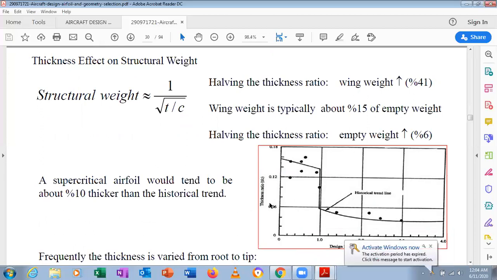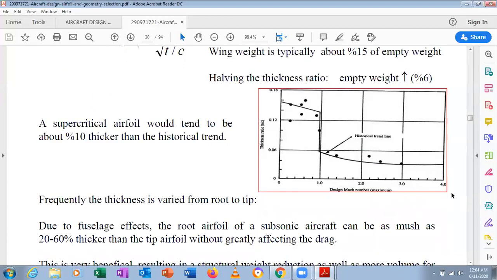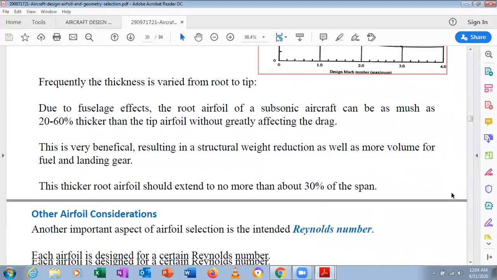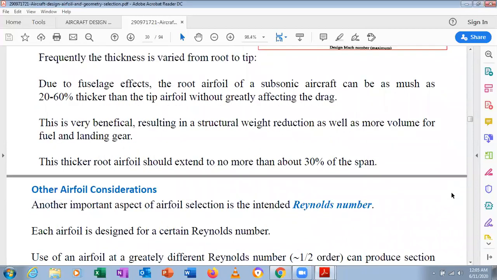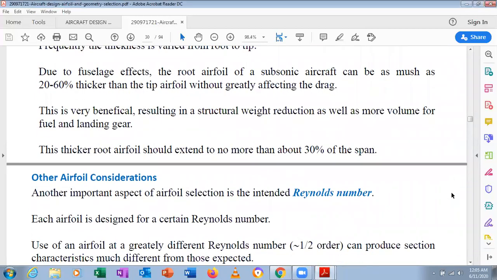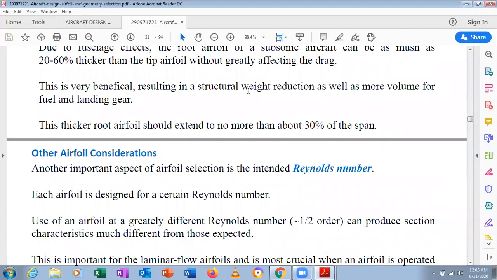We have to go accordingly. Due to the fuselage effects, the root airfoil on a subsonic aircraft can be as much as 20 to 60% thicker than the tip airfoil without greatly affecting the drag. That is very beneficial, resulting in structural weight reduction as well as more volume for fuel and landing gear. According to the thickness of the airfoil, it determines how much fuel can be filled, and it also gives a home for the landing gear. This thicker root airfoil should extend no more than about 30% of the span.